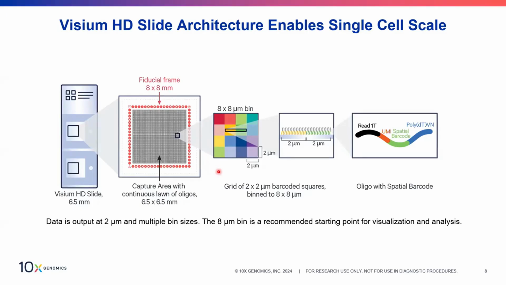As I mentioned earlier, an image will be taken in the CytAssist. And when we look closer into the oligo lawn, this is what I'm speaking of now, we can see that they are arranged in this grid that we can see here. It's a continuous grid of barcoded squares with a size of 2 by 2 microns. By default, these are binned to an 8 by 8 configuration because that usually is a great starting point for the analysis itself.